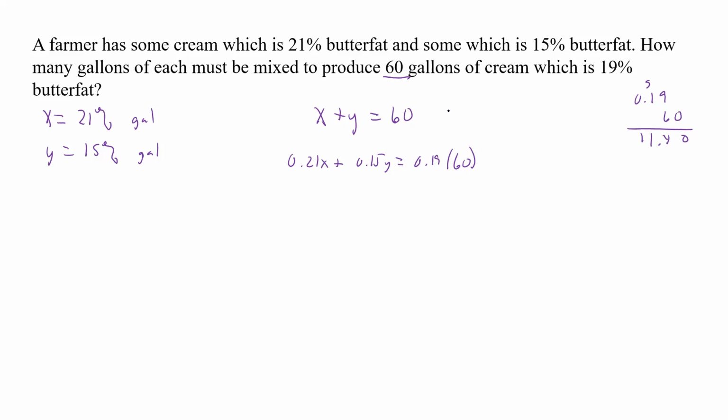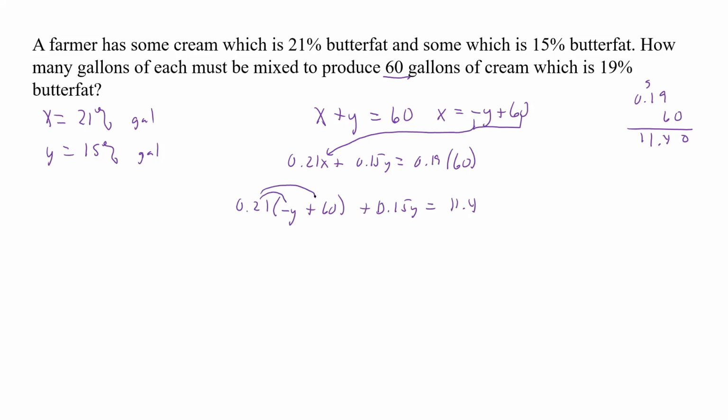Now we have to think about what we're going to do. Let's substitute in this case because it's easy. Let x equal negative y plus 60. Now we can take that and plug it in here: 0.21 times (negative y plus 60) plus 0.15y equals 11.4. Now we have to distribute. We take 0.21 times 60, that's 12.60. So negative 0.21y plus 12.60 plus 0.15y equals 11.4.